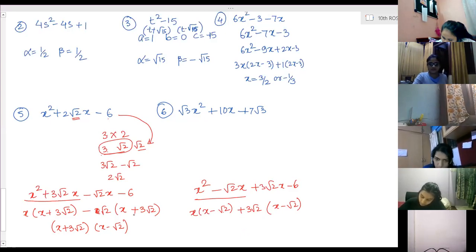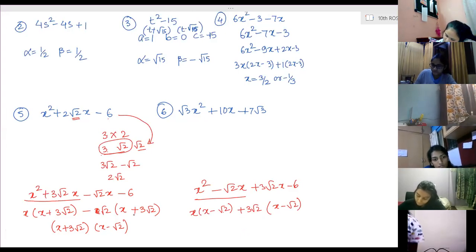Okay, I'm checking, wait 1 second. Root 3x into bracket. Ma'am verified it's right. Okay. Minus 7 by root 3 and minus root 3. Yeah, ma'am.